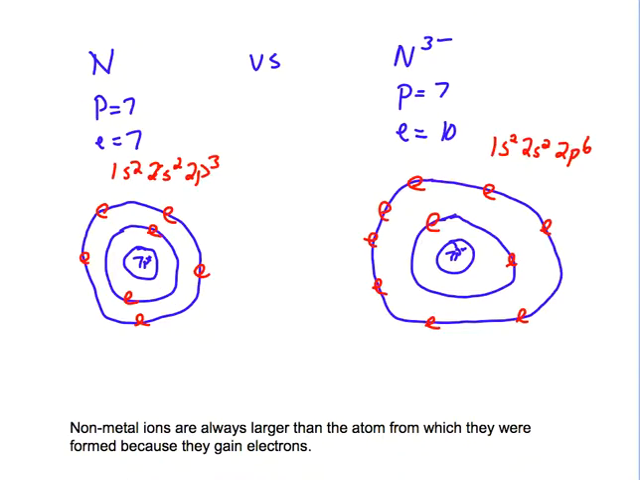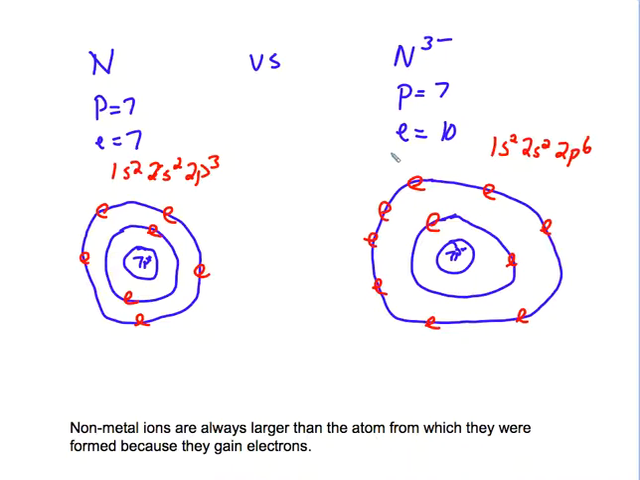Okay, let's look at nonmetals. Remember, nonmetals gain electrons. So nonmetal ions are always larger than the atom from which they were formed because they gain electrons. Let's compare nitrogen, the neutral atom, versus nitrogen, the ion. Nitrogen, the neutral atom, has 7 protons and 7 electrons. So its electron configuration would be 1s2, 2s2, 2p3. But nitrogen, the ion, has 7 protons and 10 electrons.